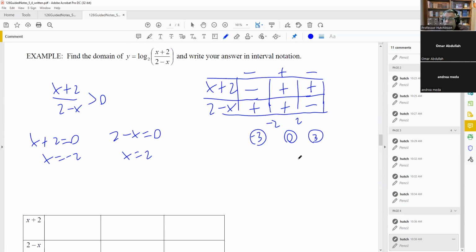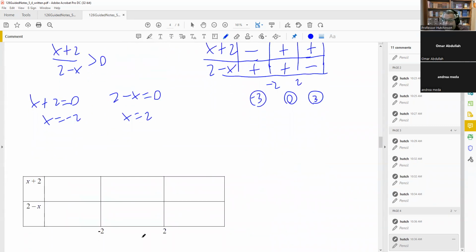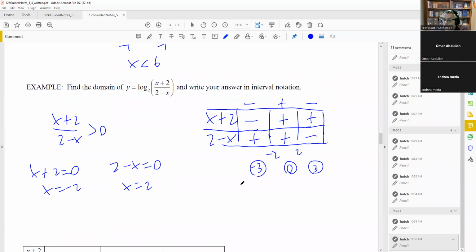So for this problem, I did put the table down below here, but I just wanted to draw it up there for you so you can see how it's set up. But in this case, the answer would be -2 to 2. Again, the 2 is not included on either end because we don't want it to actually equal 0. But any number between -2 and 2, anything we put inside here is going to work. So that's our answer, -2 to 2.